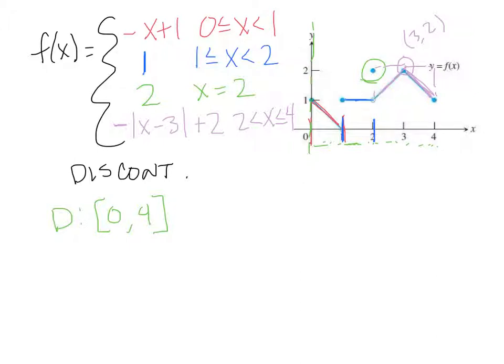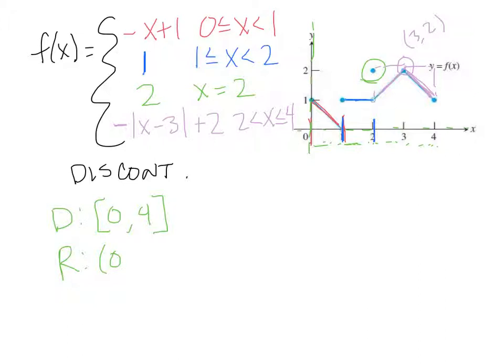Sometimes your domain has a break in it, and so you would need to have a union sign. But again, we already did interval notation, so we're all good with that. So let's look at our range. Our range starts down here at 0. However, it's an open circle at 0, so we don't include it. So that would be 0 with a parentheses.